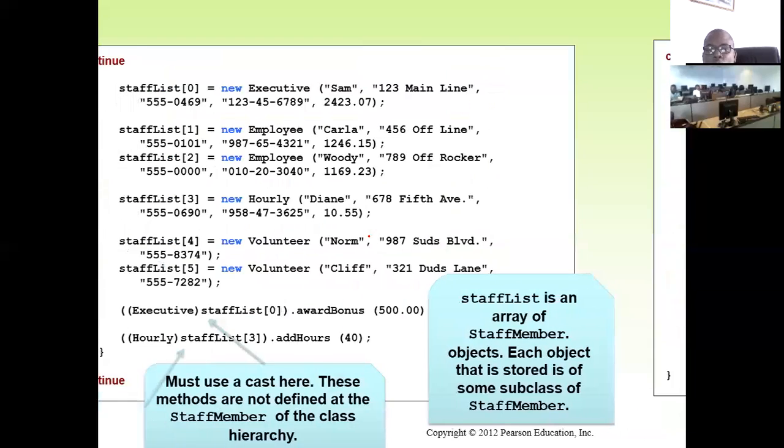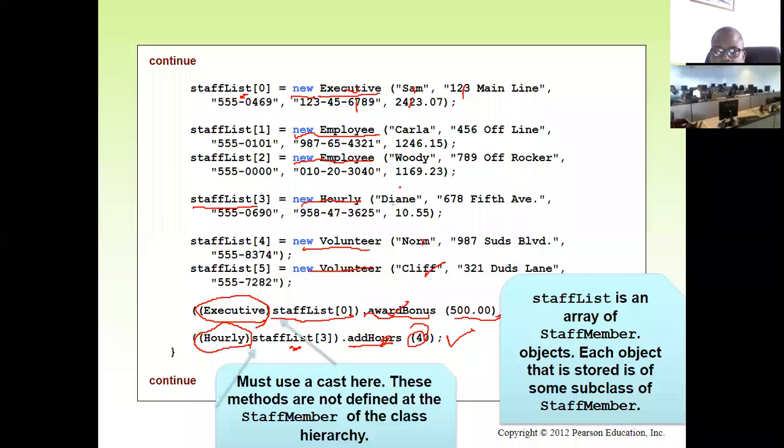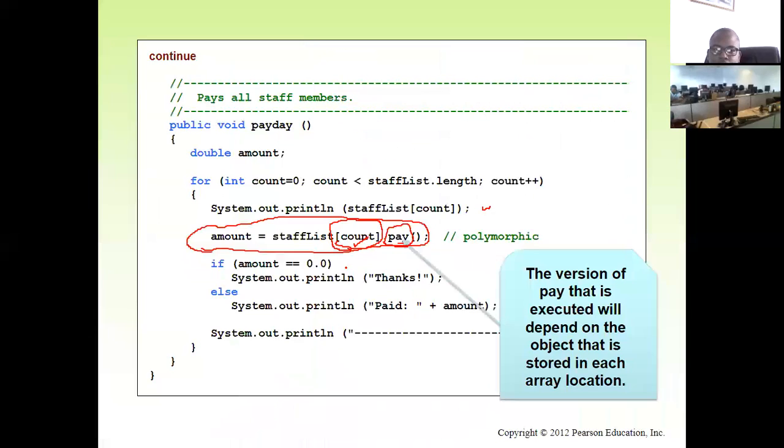So basically, when it starts at the first, the pay that is going to be run is based on what is defined in the Executive class. Here, it's the amount that is defined in the Employee, then the Hourly, then the Volunteer, and so on. So automatically, the method that is going to be running is dependent on the type of object that is present inside each position of the array that we use. Any questions?